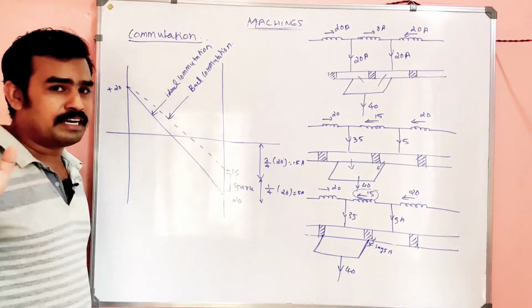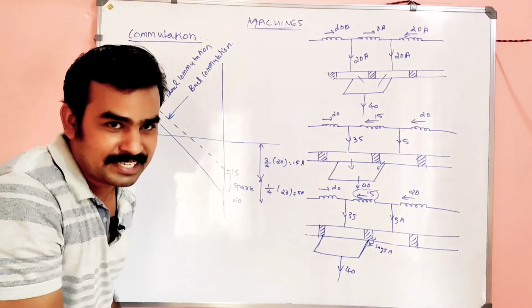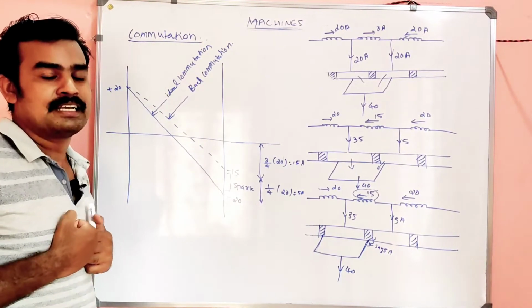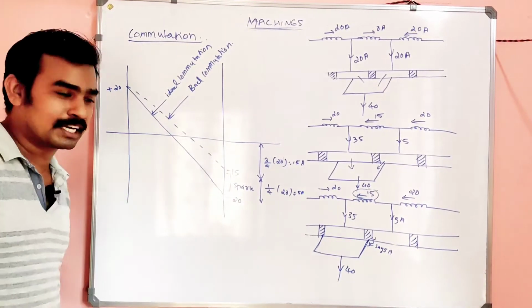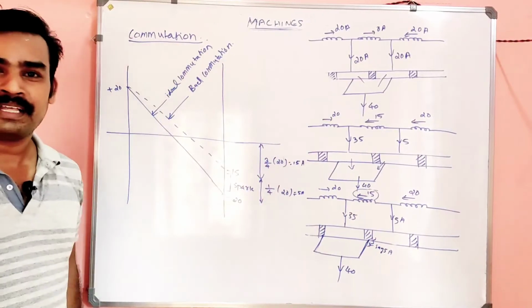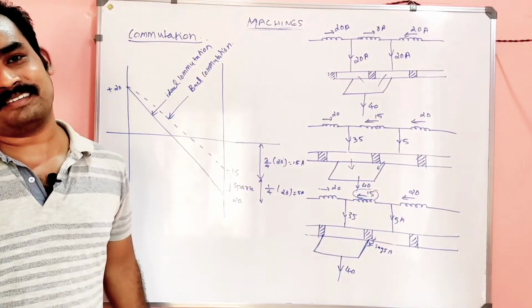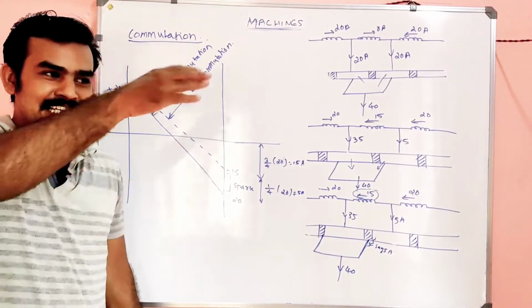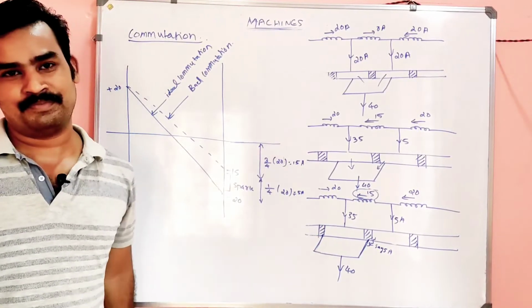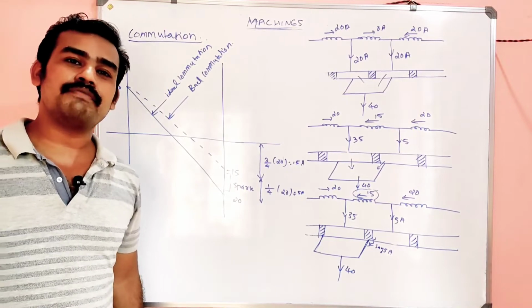the output will be 40. There is nothing lost in the circuit. We get the 40 ampere at output, but is the commutation perfect or not? No, the commutation is not perfect here. That means there is a distortion in the waveform inside itself.